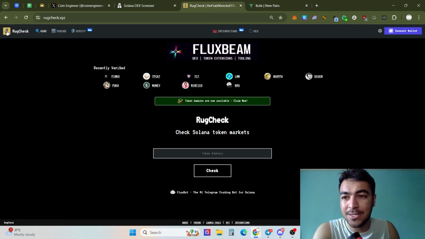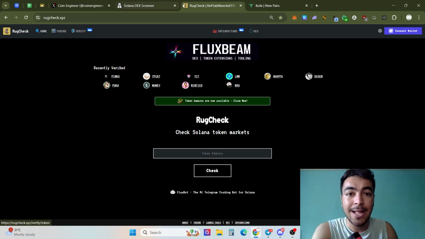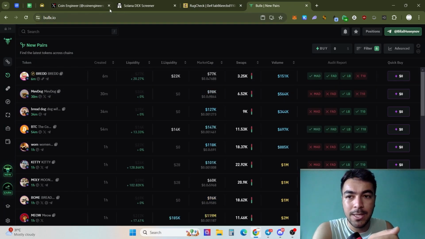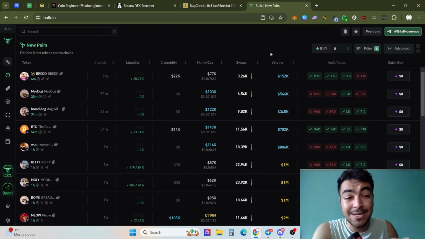And RugCheck is one of the most important and crucial tools, because, as you can see from its name, we will check whether it is a rug, whether it has rug potential or not. And then BullX. Actually, BullX is the same as the Solana Dex Screener, but at the same time we will check some other additional opportunities and features about the meme coin.